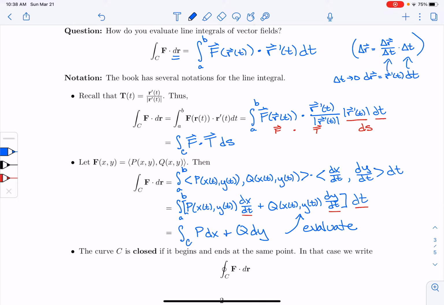Finally, I'll bring to your attention that there are several contexts in which it's important to perform one of these line integrals over a curve that makes a closed loop. So we say that a curve C is closed if it begins and ends at the same point. And in that case, instead of writing just the integral of F dot dr, we will write this integral with a closed circle, indicating that that curve is closed. It begins and ends at the same point.